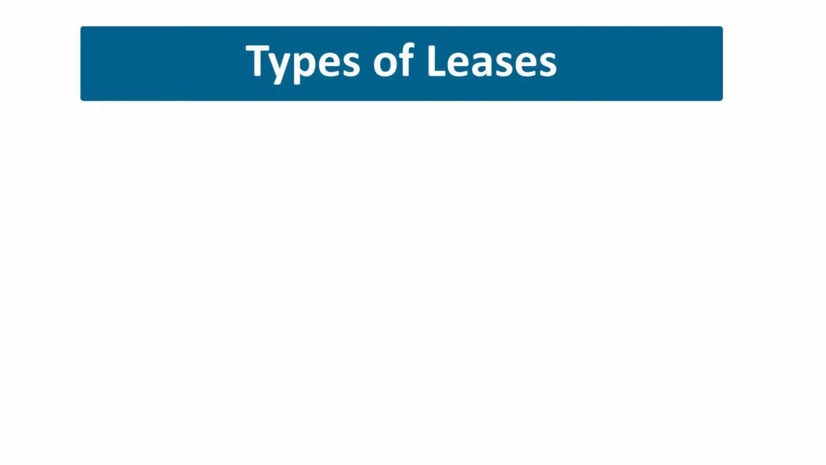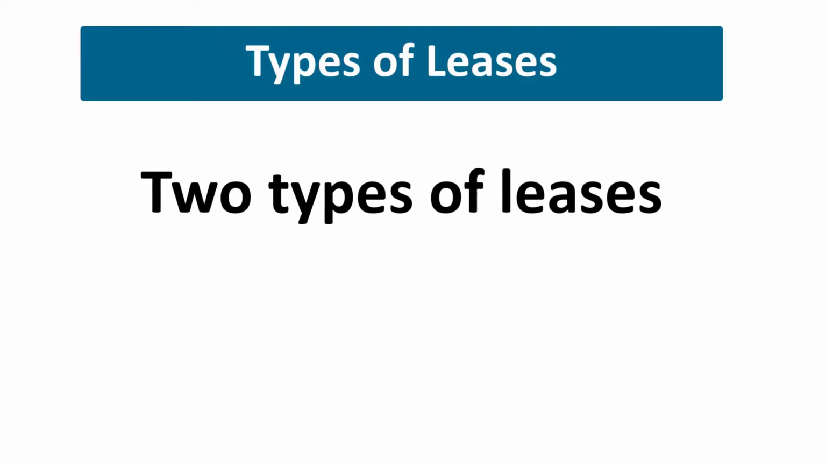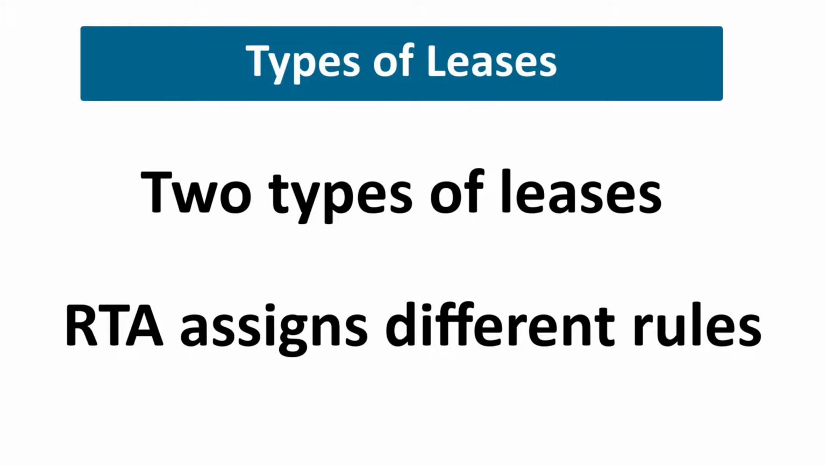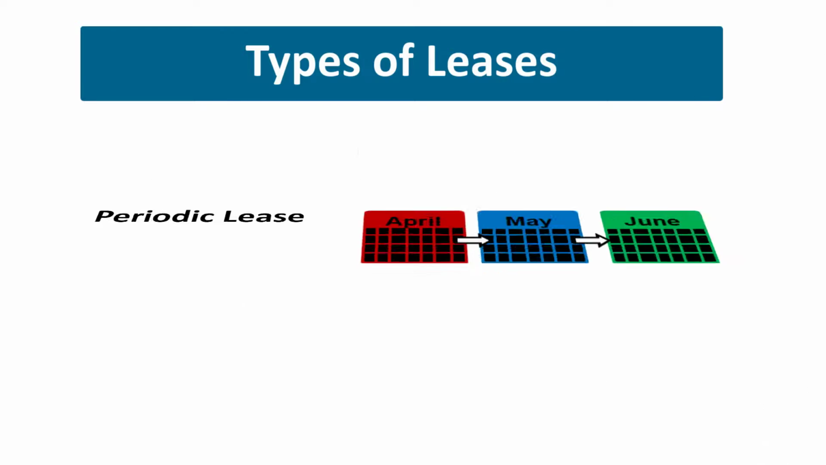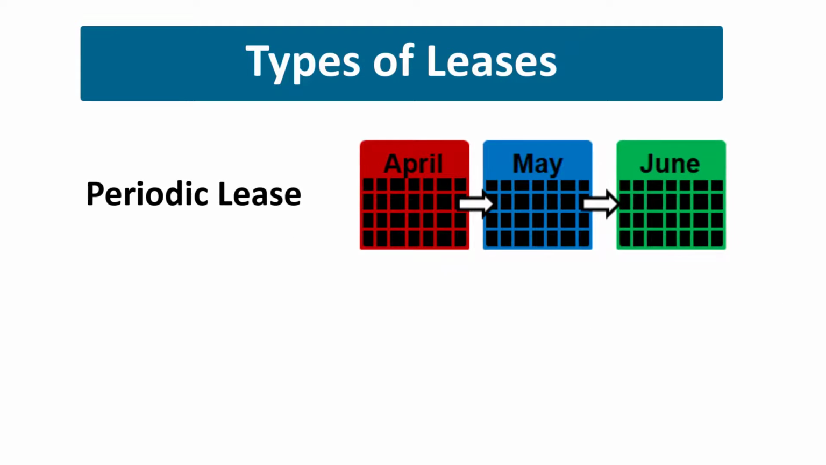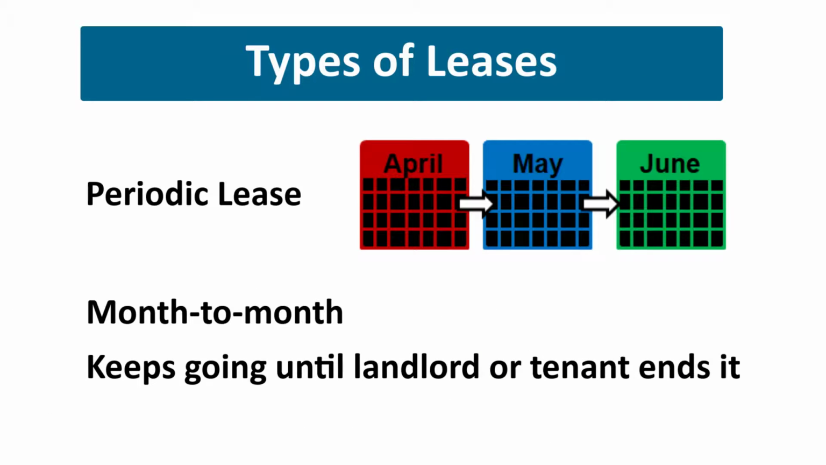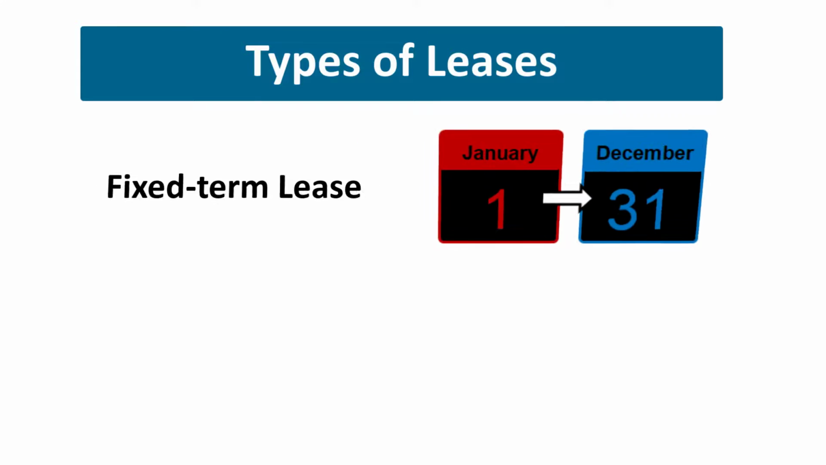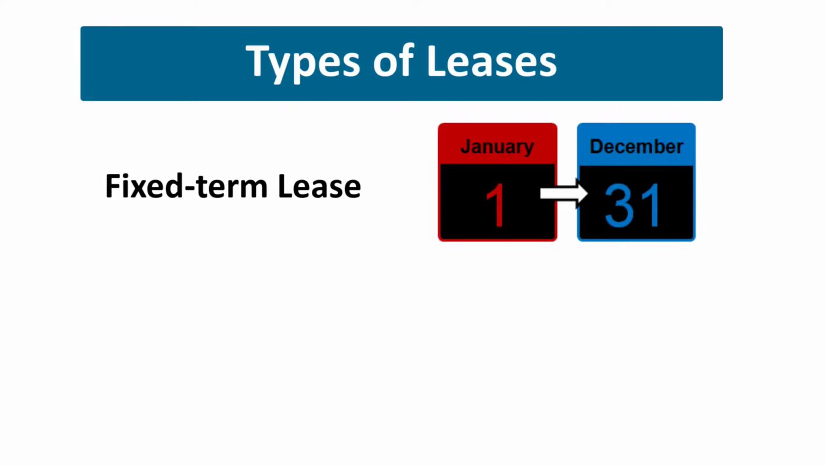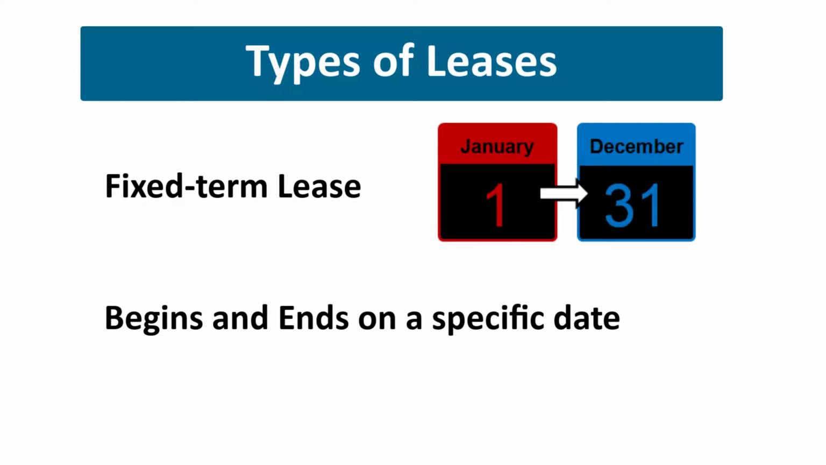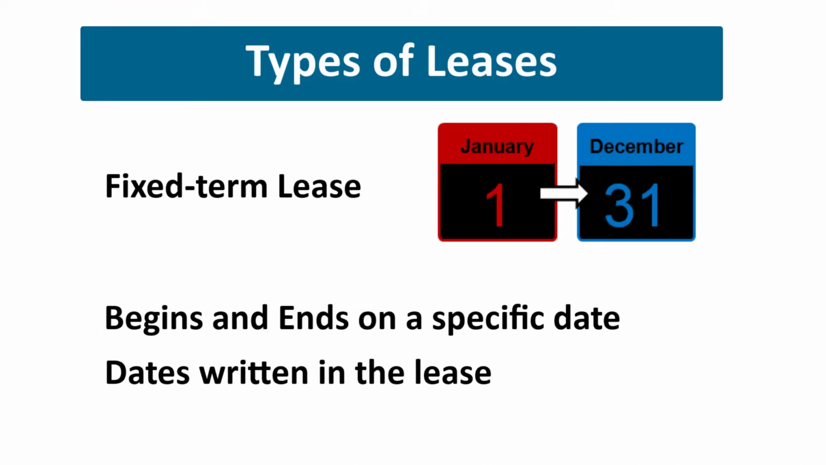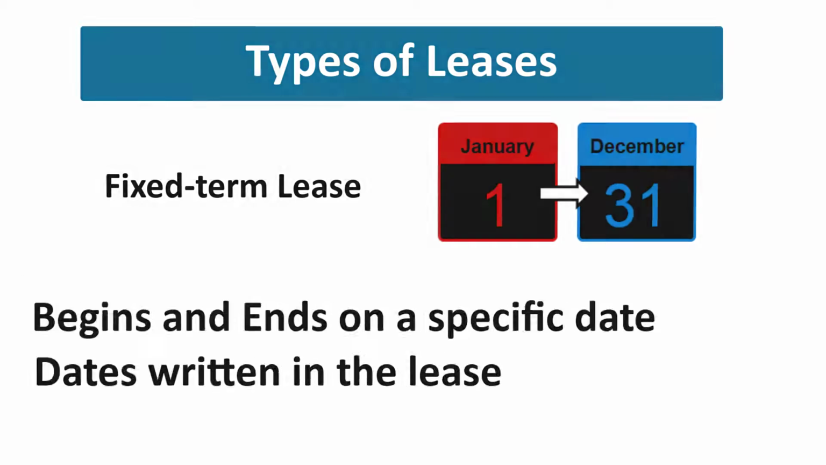It is important to understand that there are two types of leases, as the RTA assigns different rules depending on whether a lease is fixed term or periodic. A periodic lease is often called a month-to-month lease. It may also be week-to-week and sometimes year-to-year. This kind of lease keeps on going until the tenant or landlord does something to end it. A fixed-term lease begins on a specific day and ends on a specific day. These dates will be written in the lease.